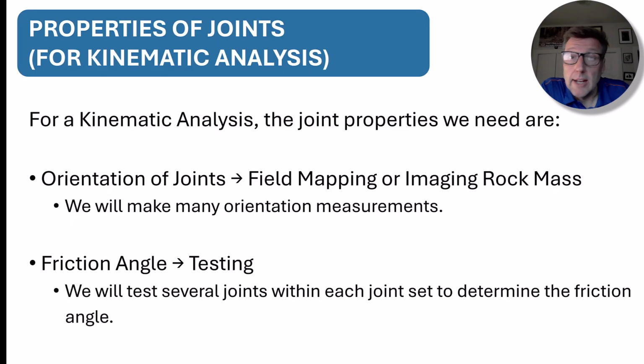For our kinematic analysis, we obtain the orientation of joints through field mapping. This may be through physical measurements. We go out to the rock mass and we take the orientation measurements we need, or we may get them by assessing point clouds from LiDAR or photogrammetry. The key part of this is that we're going to make many orientation measurements, not just one or two.